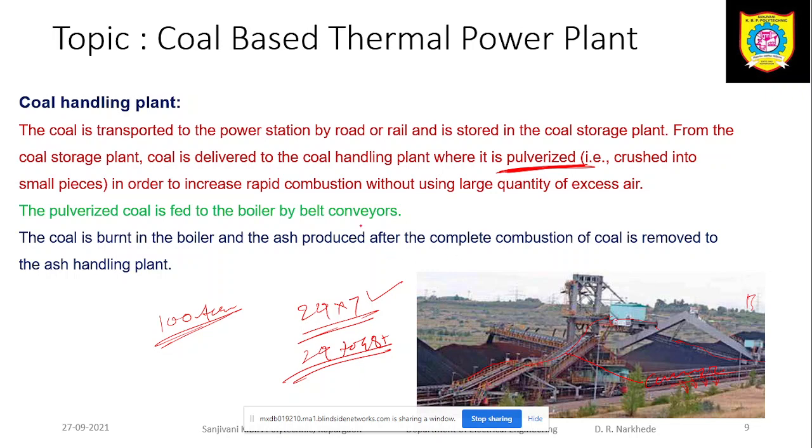So why is it required? Because it will increase the rapid combustion. When you break the coal rocks into small pieces, or convert them into powder-like form, it will be easily burned, its combustion will be easy, and it will burn rapidly without using a large quantity of excess air.